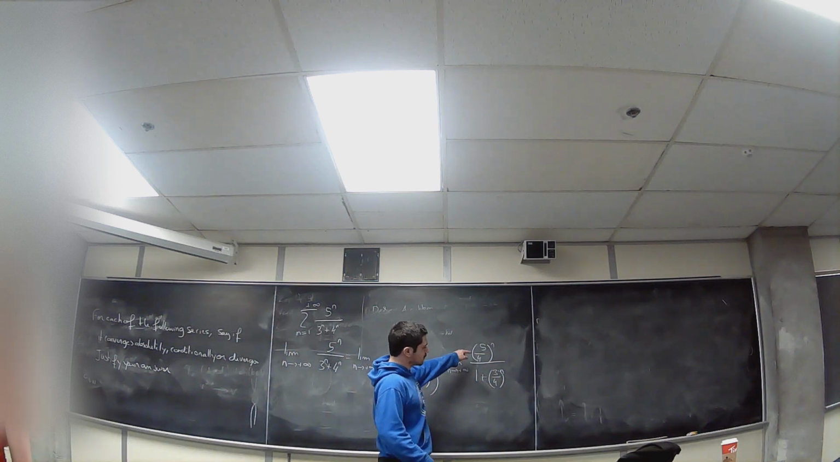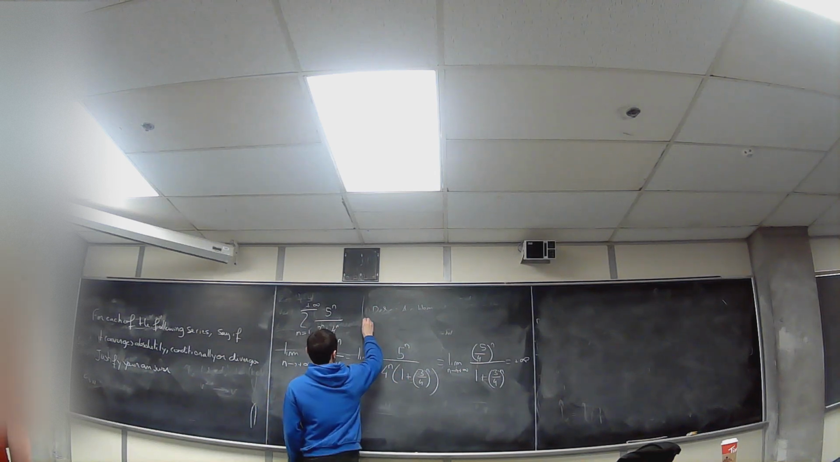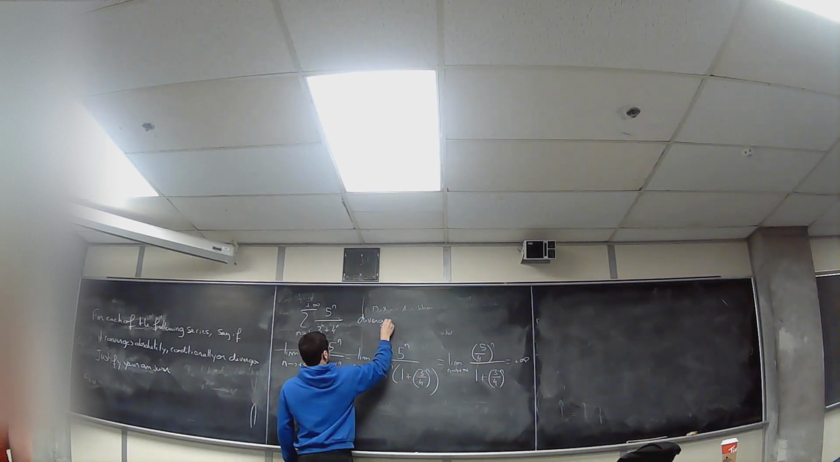Great. Where does that thing go to, 5 over 4 to the n? Infinity. So what is this limit? Infinity over 1, which is infinity. So what can I say about this series? Diverges. Okay?